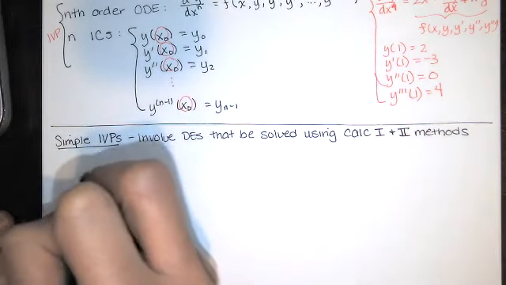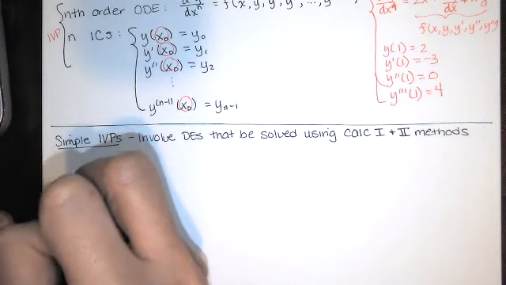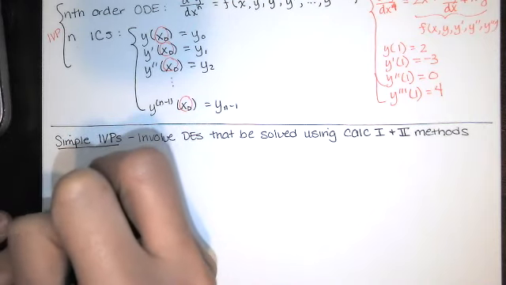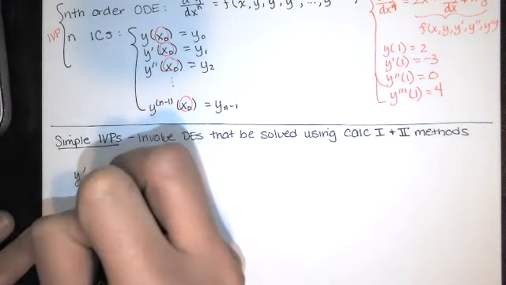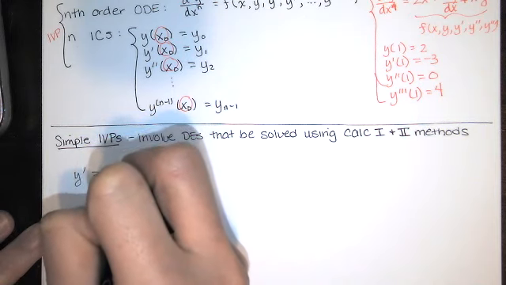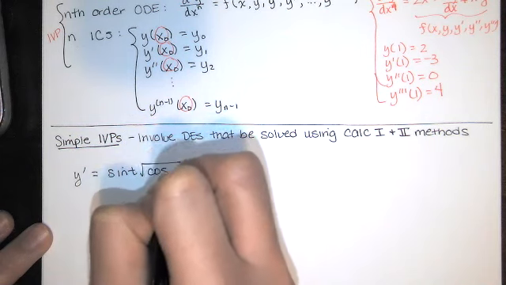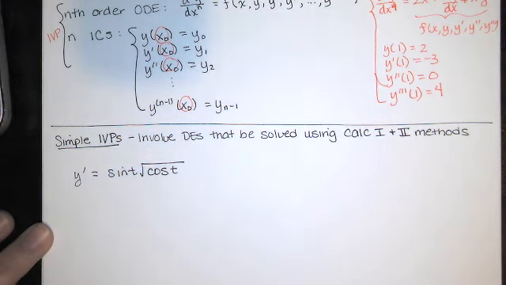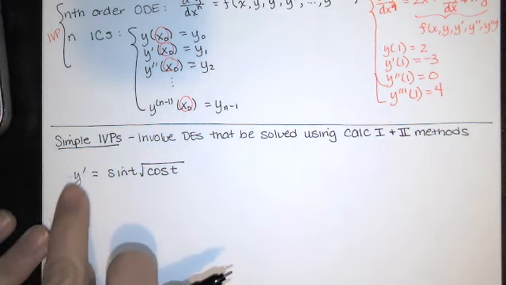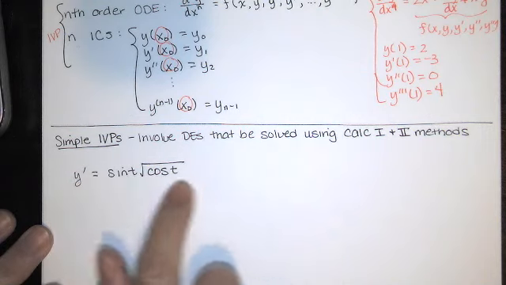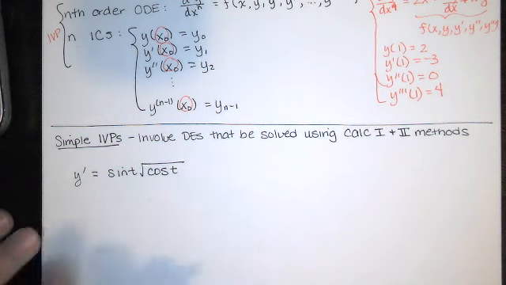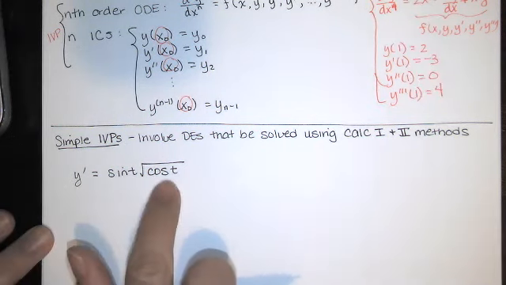So let's say you have y prime is equal to, let's say, sine of t times the square root of cosine of t. Now, from context, I see I've got a first derivative here, and it's equal to this function of t. So from context, I can see that y depends on t.